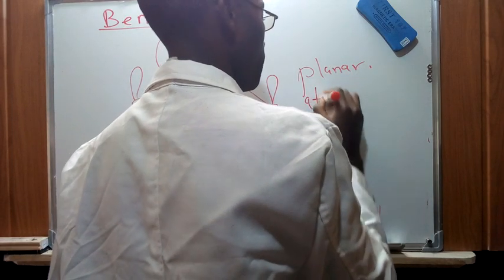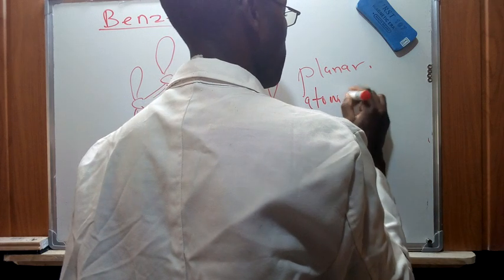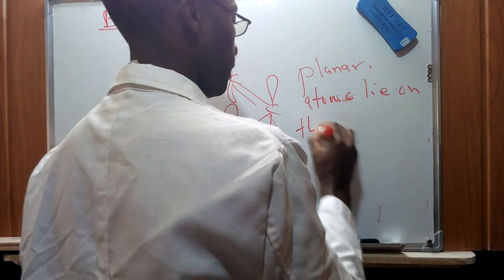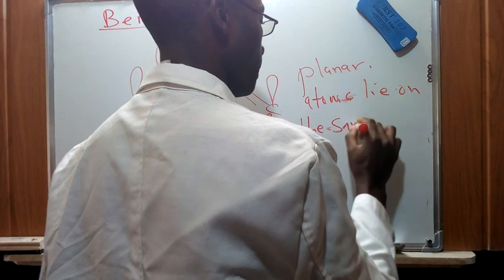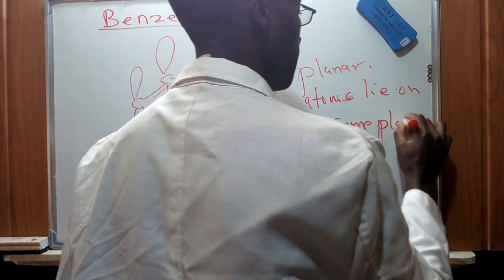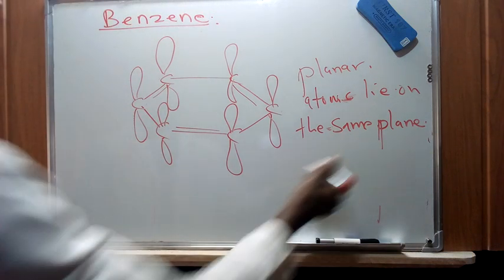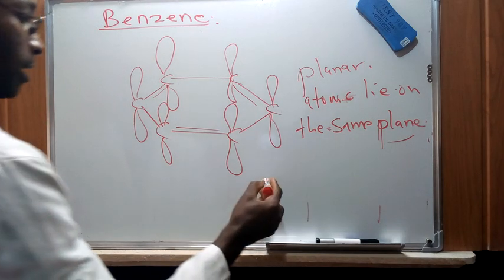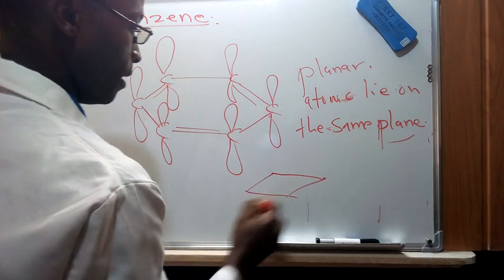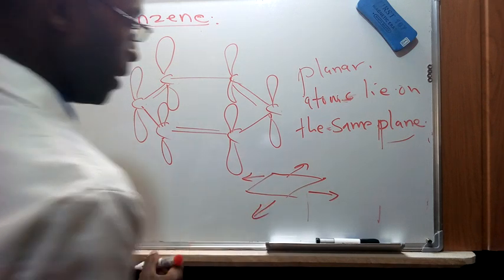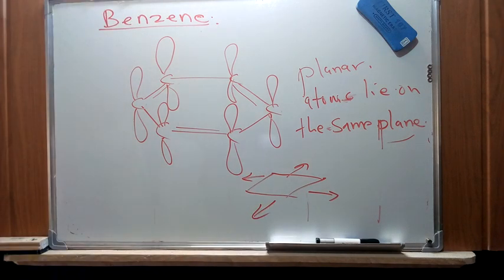When we talk about a planar molecule, planar means that all the atoms lie on the same plane. So for a planar molecule, all the atoms lie on the same plane, and from basic geometry we know that a plane is a two-dimensional figure that extends indefinitely, or infinitely, on all sides. So that is what refers to the term planar molecule.